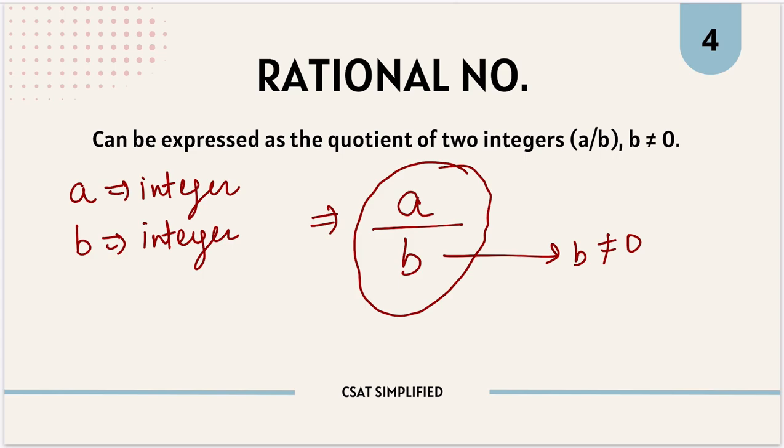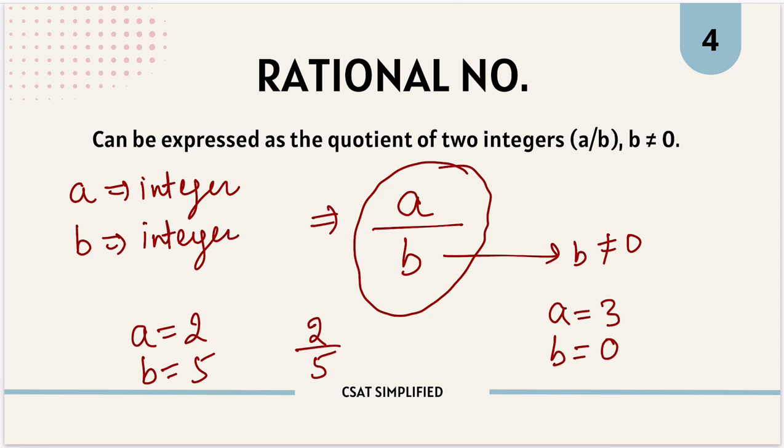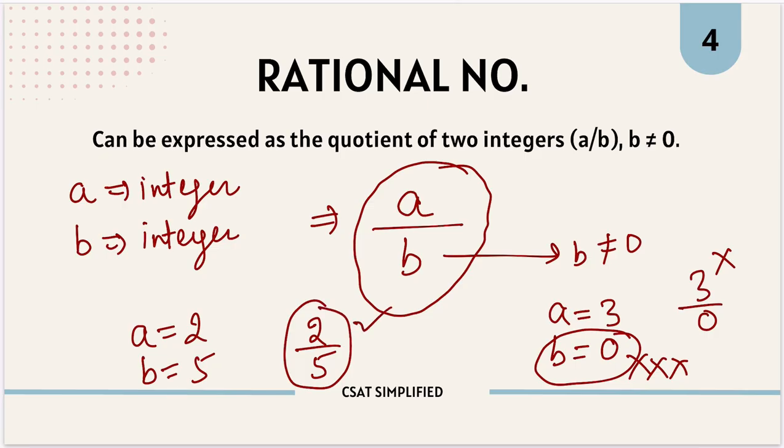We'll take some examples. Don't worry. Let's take two numbers. The first integer is 2, the second integer is 5. The question could be: form a rational number using these two integers. How are we going to do it? 2 by 5. Is 2 by 5 a rational number? Yes, because b is not equal to 0. Second example: take a as 3 and b as 0. So 3 by 0 is not a rational number. Why? Because b cannot be equal to 0. So this is not a rational number, and 2 by 5 is a rational number. That's all you need to know here.